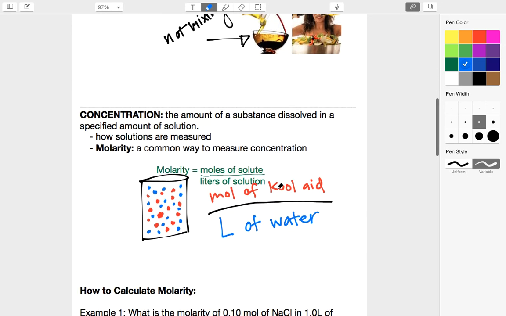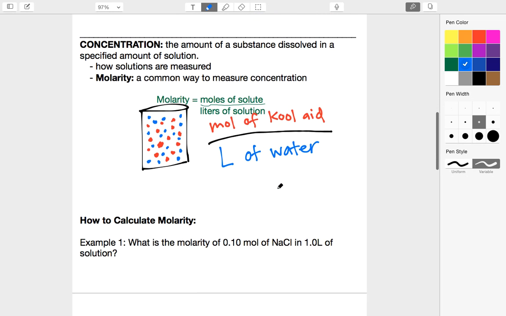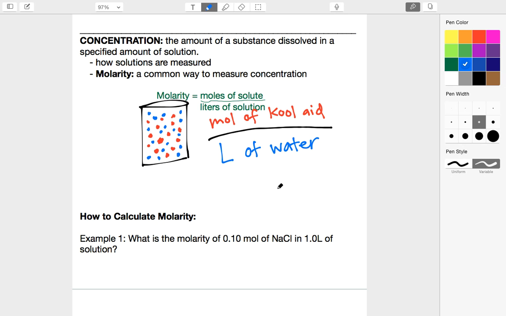Let's talk about how to calculate what type of solution I have. So we use the word concentration. Concentration is the amount of substance dissolved in a specific amount of solution. It's basically how we measure how much solute, or how much Kool-Aid powder, is in water, so we know that we have the right amount for the best tasting Kool-Aid. In this class, we're going to use the unit called molarity, which is one of many ways to measure concentration.